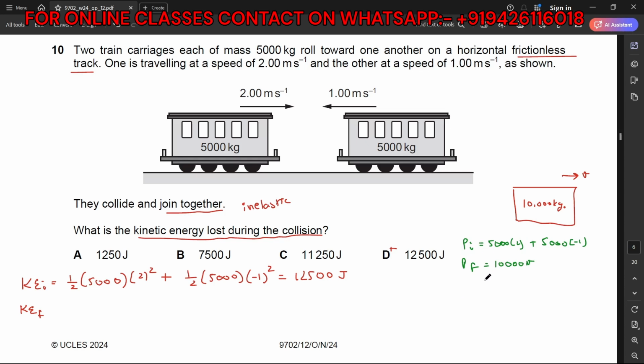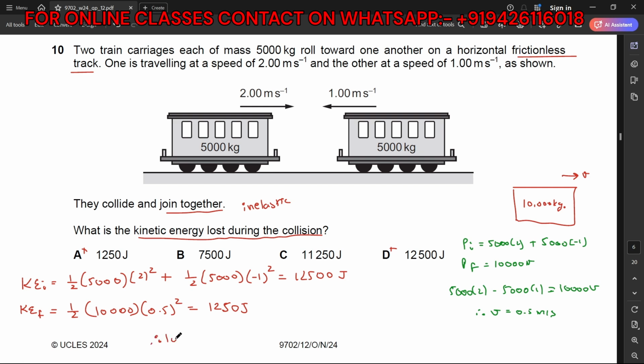Once we equate them and solve for v, it is going to become 5000 into 2 minus 5000 into 1 is equal to 10,000 v. And therefore v comes out to be 0.5 meter per second. Then if I'm using this value for the kinetic energy final, it's going to be half into 10,000 mass into 0.5 square. So half into 10,000 into 0.5 square comes out to be 1250. So this is final. Now what is lost? We need to do final minus initial, so 1250 minus 12500.